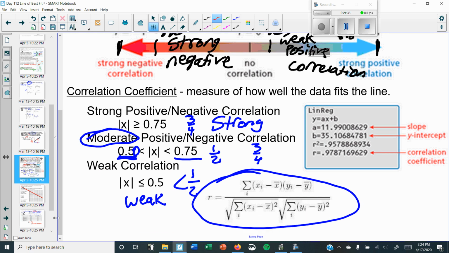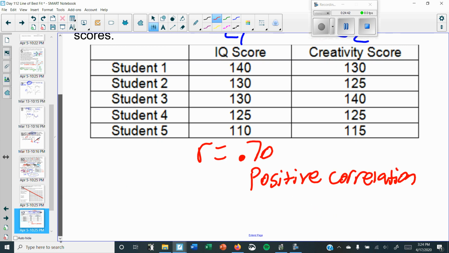So where would you find 0.70? Do you agree that 0.70 would be between 0.50 and 0.75? So then you're going to write the word moderate. So it's not just a positive correlation, it's a moderate one. Meaning there's a relationship, but not a strong one, just there is a relationship.